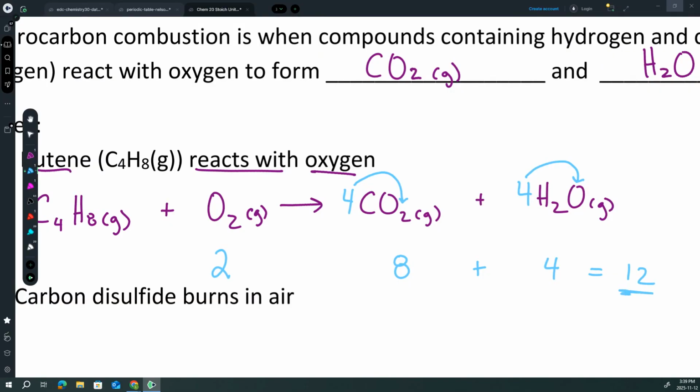So 8 plus 4, that's going to give us 12. So we're asking ourselves, what times 2 is going to give us 12? Well, 2 times 6 is 12, right? Because we have the 6 and we have the 2. That's how we're getting that we need to multiply them together there. Now we have 12 oxygens on the reactant side and 12 on the product side, so everything is now balanced.